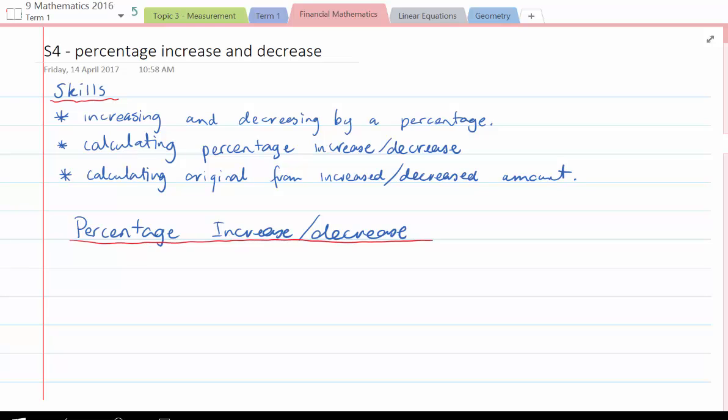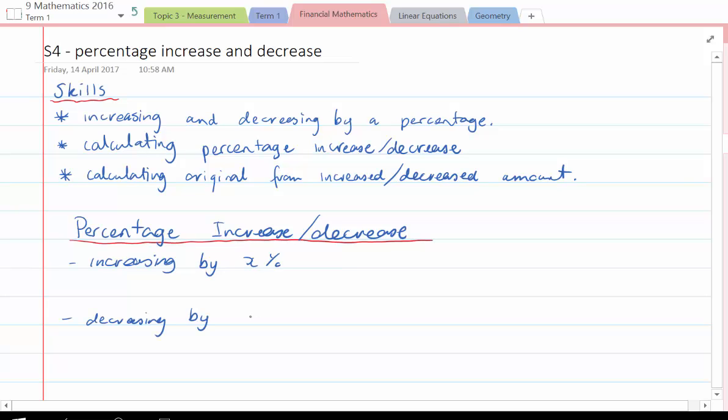Okay, the main thing to remember when you're thinking about percentage increase, decrease is that if we're increasing by X percentage, or we're decreasing by X percentage, the important thing to remember with both these scenarios is that you have to start with 100%. Now, what that 100% signifies is that original amount that we start with. So this is our original.